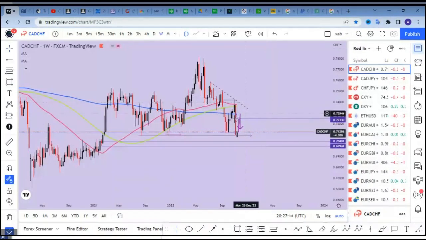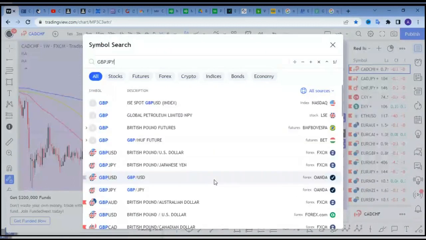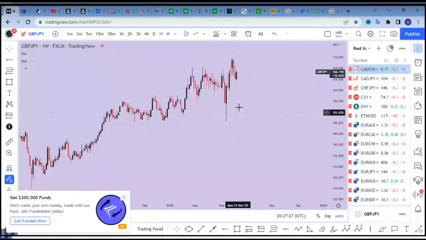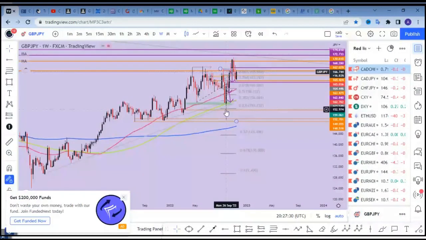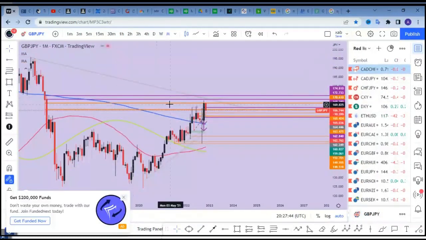I think the next one is GBPJPY and gold. Yeah, so this is GBPJPY. I don't know if I should clear all these lines. These lines actually represent the overall bias from the monthly time frame, but let me play a couple of them that I've already touched with the market.